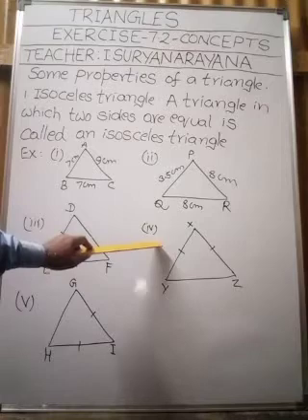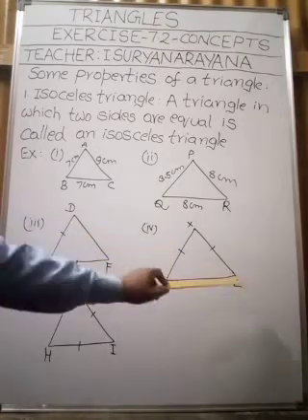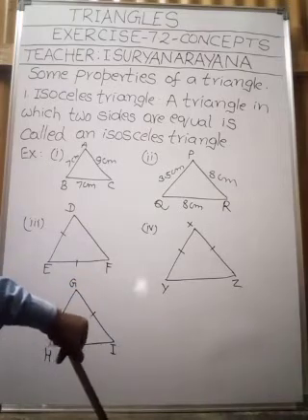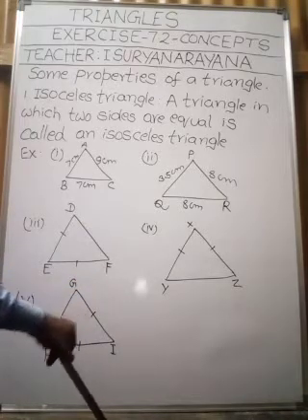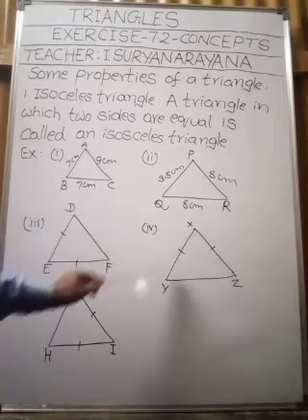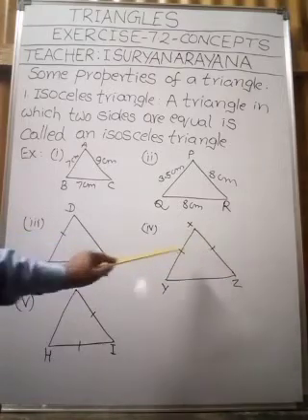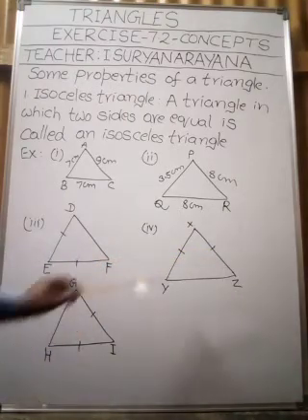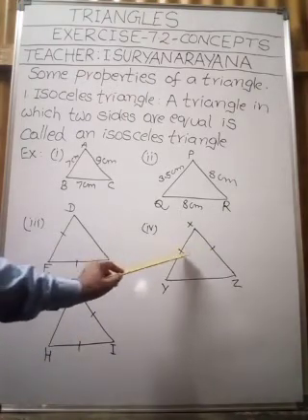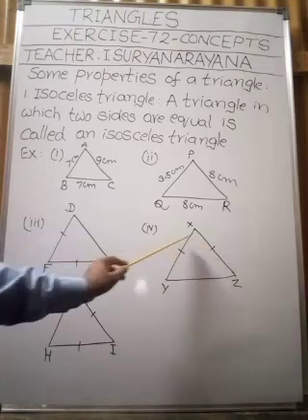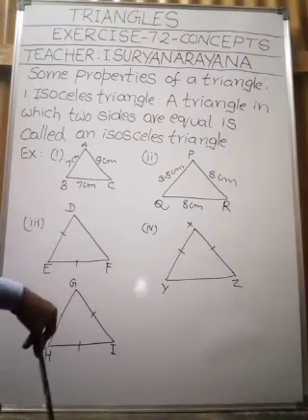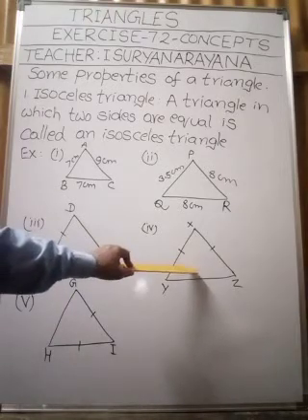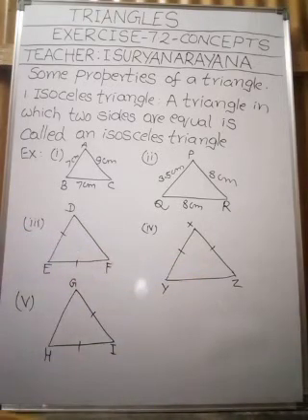Right. Come to figure 4, triangle XYZ. In this triangle also, measurements of the sides are not given, but two sides XY and XZ are marked by the same line. Isn't it, my children? See here, small line. So these two sides are of equal length. Understood this point, my children? So this triangle is also an example for an isosceles triangle.